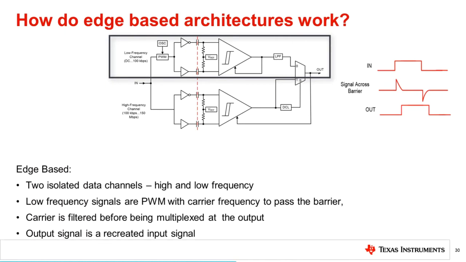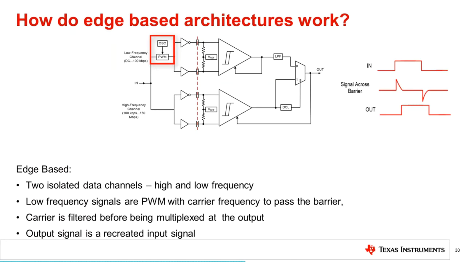Low-frequency signals are pulse-width modulated with the carrier frequency of an internal oscillator, creating a high frequency capable of passing the capacitive barrier. The oscillator is used to set the timescale of the DC PWM channel with a time base typically in the tens of nanoseconds. PWM communication is then packetized with the smallest possible packets being above the oscillator frequency.